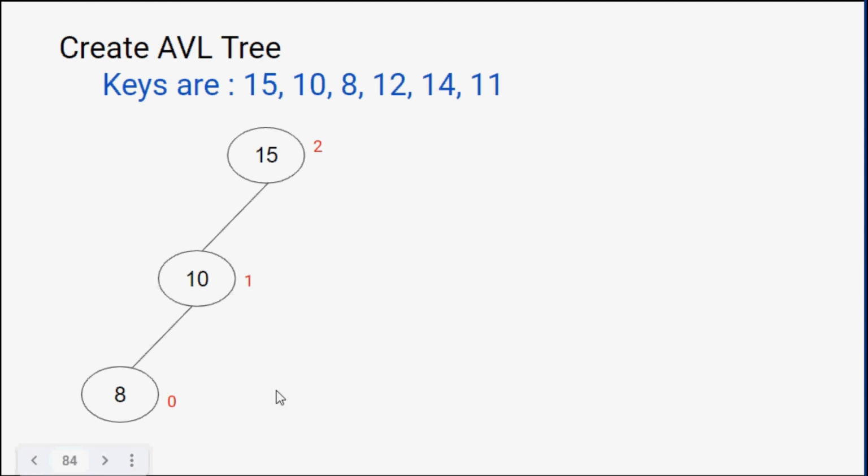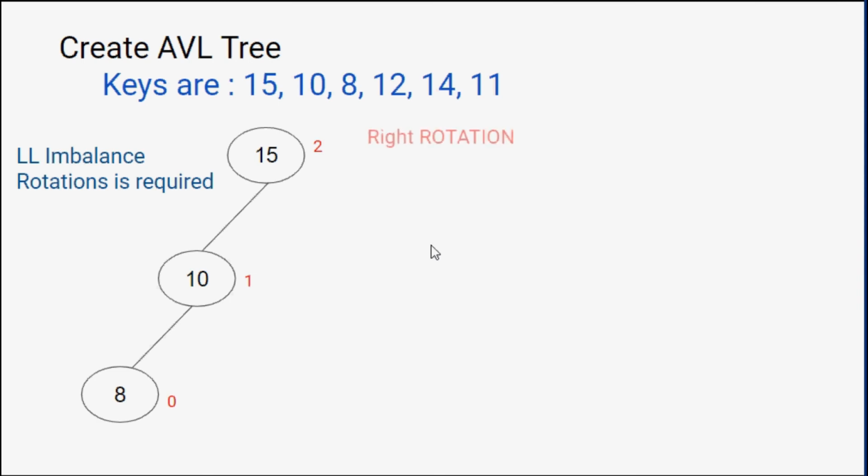Okay, it is imbalanced. Now you need to look at the factor from where it is imbalanced, because of the left of left. So this is what I am telling you, this is LL imbalance because of left insertion. So we are going to perform the rotation that is known as right rotation. Why am I saying right? Because we are going to pull 15 towards the right.